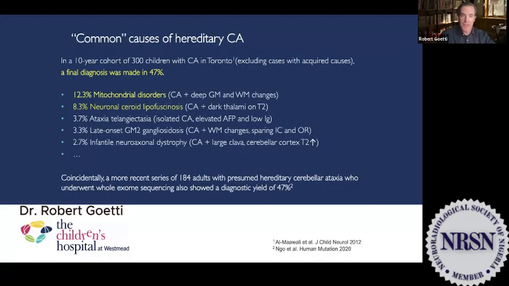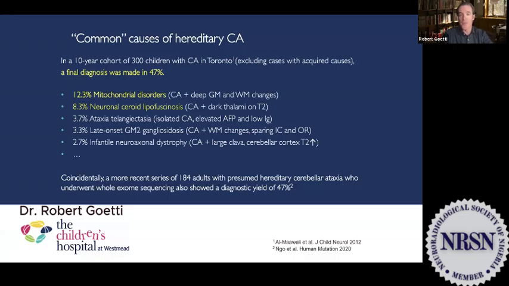So what are common causes of hereditary cerebellar atrophy? These causes will vary quite substantially depending on where your practice is. I would assume that the genetic causes of cerebellar atrophy in Nigeria will probably be different than the ones in Toronto, just because of the different genetic makeup of the population. Many of these are autosomal recessive. Overall, we can say that the majority of causes for hereditary cerebellar atrophy actually are mitochondrial disorders as a group. In this large cohort in Toronto, the second most common were neuronal ceroid lipofuscinosis, followed by several other ones.